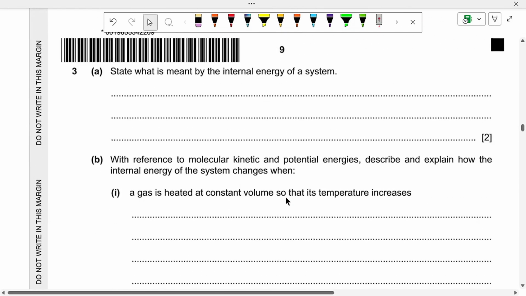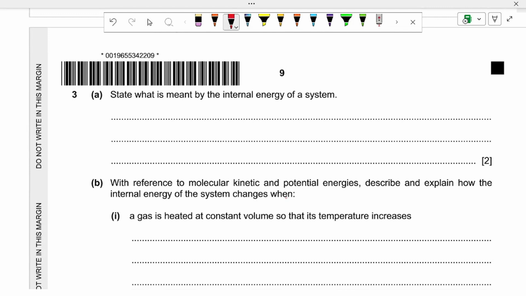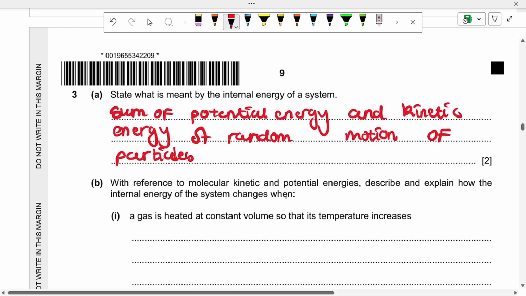Moving on. State what is meant by the internal energy of a system. Okay, what is internal energy? That's what we want to figure out. Every gas that moves around here has potential energy, right? It can be electric potential energy, or any potential energy that you want to describe. Every system is going to have certain kinds of energy, but internal energy is the sum of the potential energy and the kinetic energy of random motion of particles.